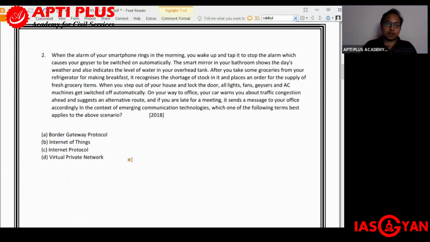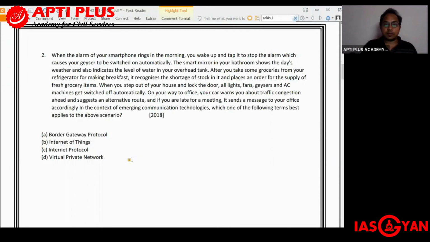When you step out of your house and lock the door, all lights, fans, geysers, and AC machines get switched off automatically. On your way to office, your car warns you about traffic congestion ahead and suggests an alternative route. And if you're late for a meeting, it sends a message to your office accordingly. In the context of emerging communication technologies, which one of the following terms best applies to the above scenario?